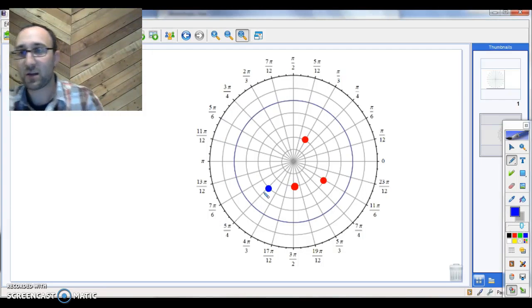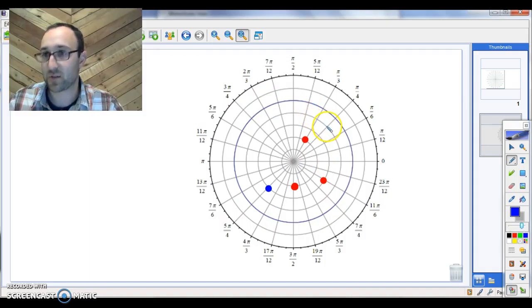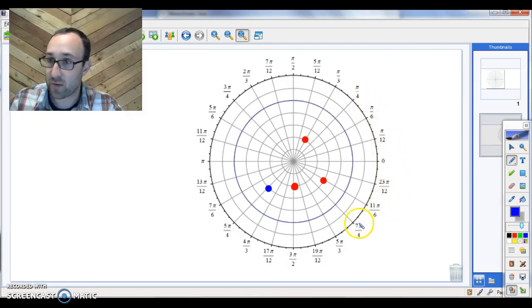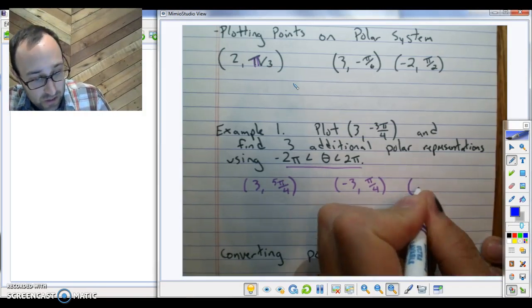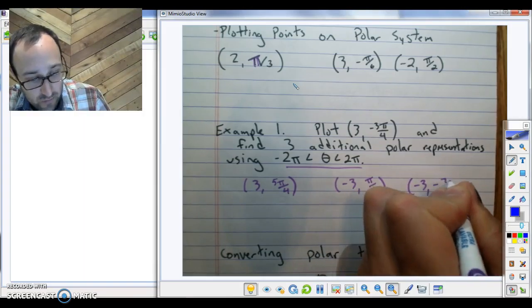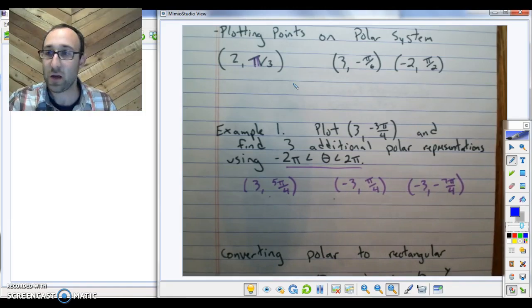Alright, and the last one we'll do is to go all the way around, the radians negative this way, and still keep the negative 3. So negative pi over 4 would be the same as going that way in the negative direction, which is the same as going 7 pi over 4 in the opposite direction. So we could also say this would be negative 3, comma, negative 7 pi over 4. And there would be our 1, 2, 3 different representations.